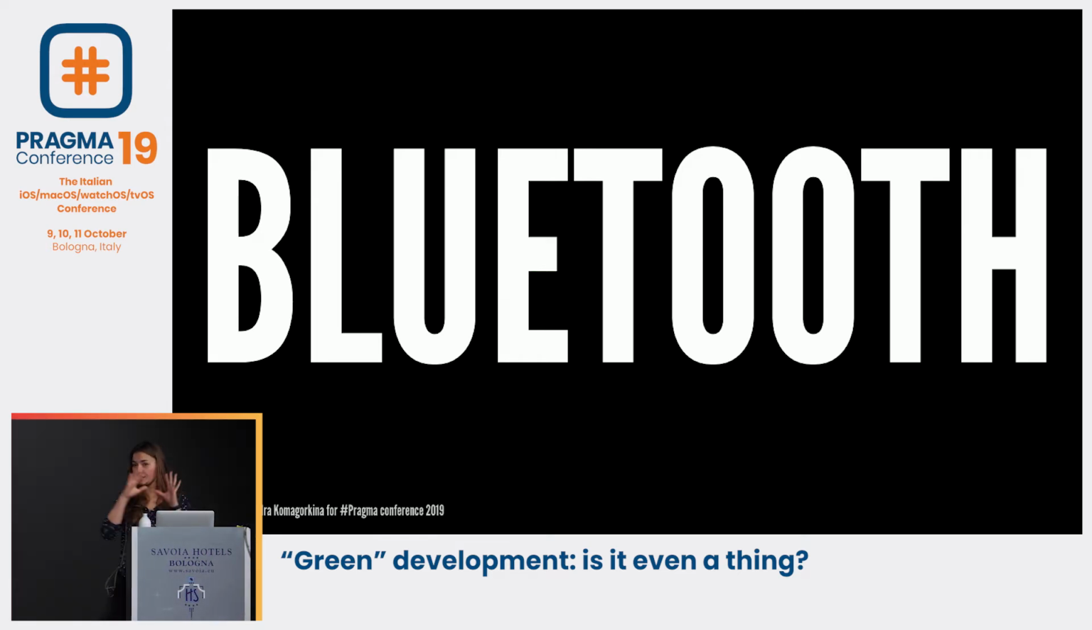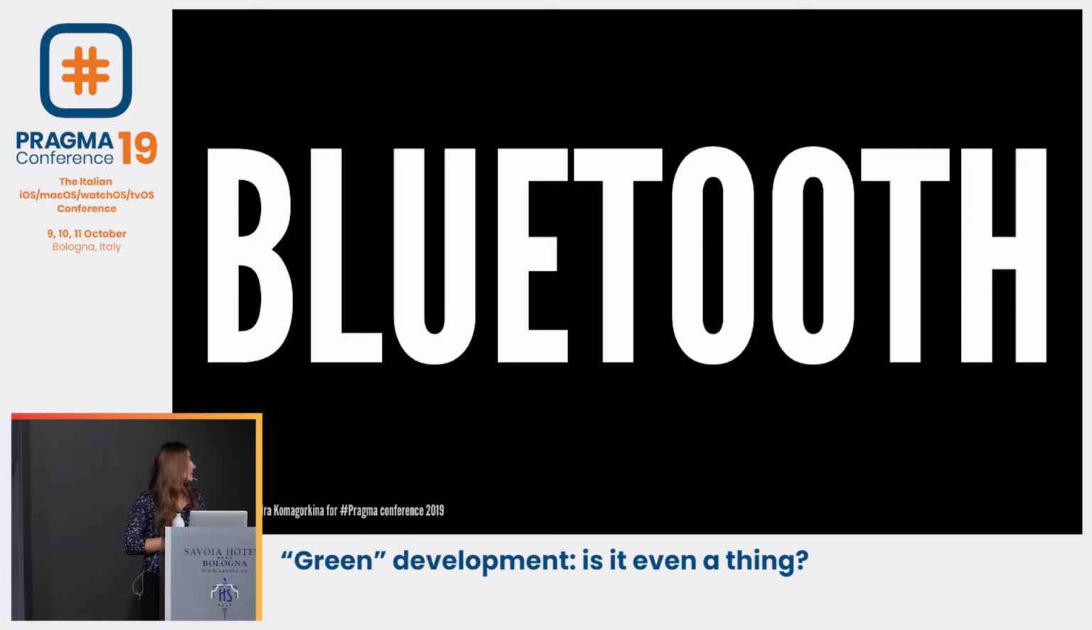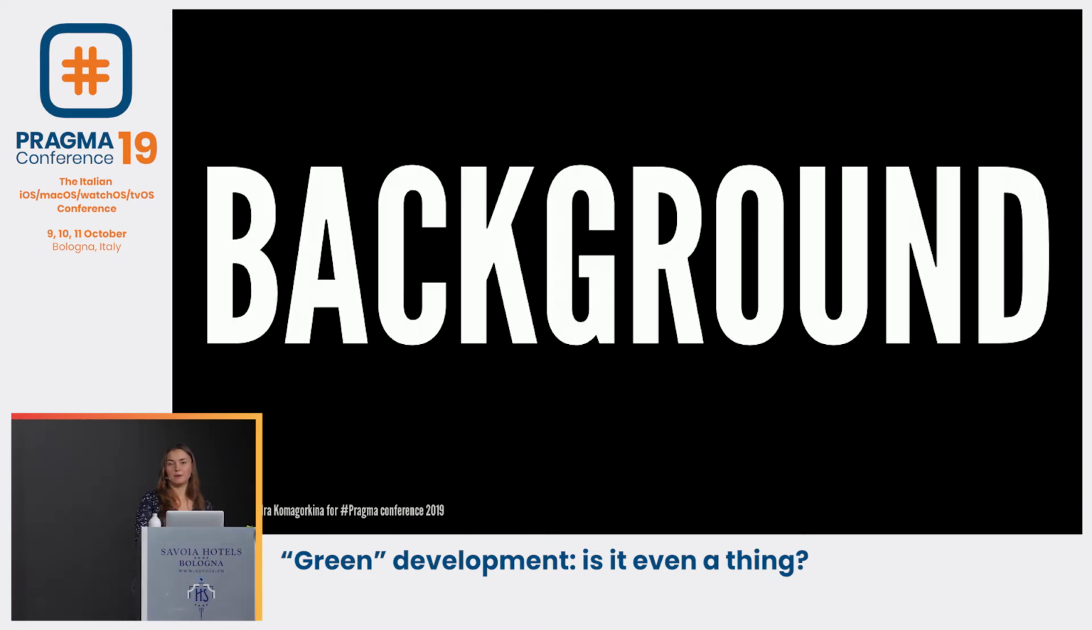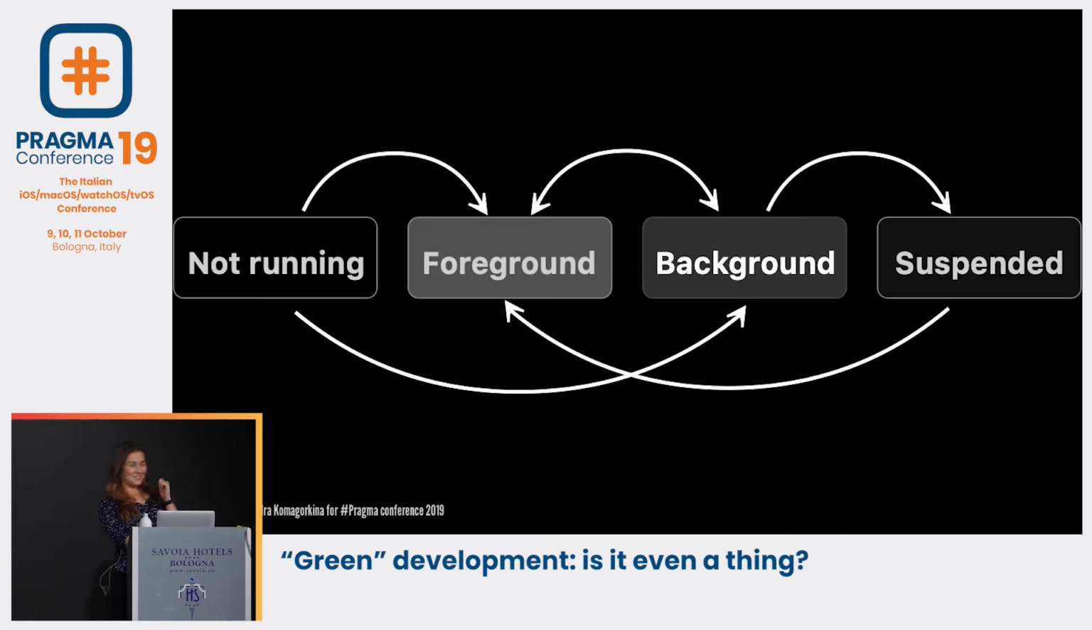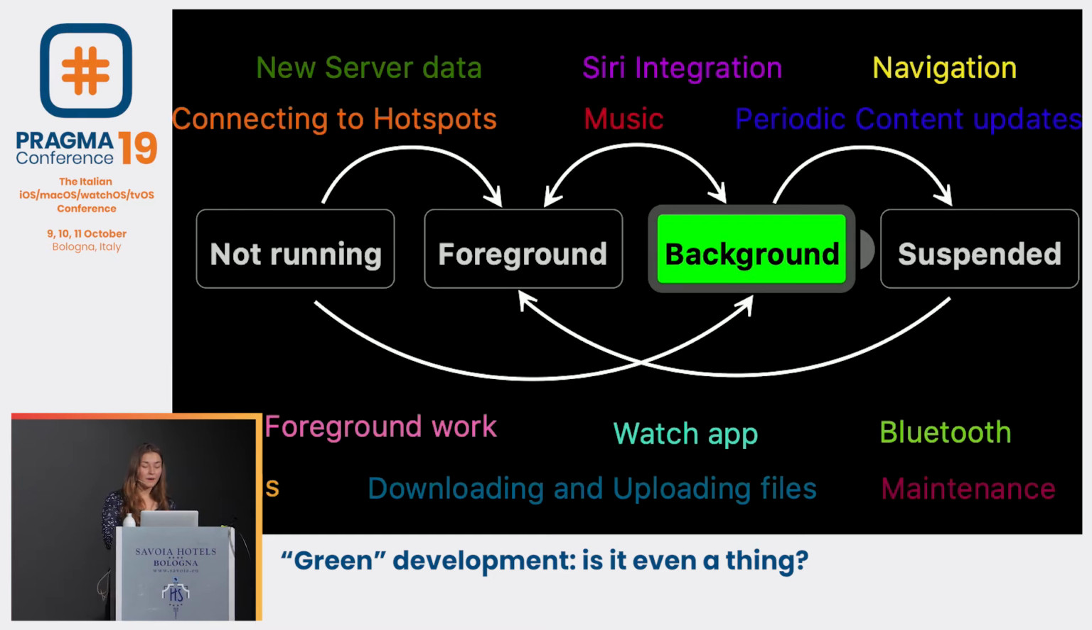So, this is just a general overview of how it can be used. It's not only that, but in general, this is important. Now let's talk about something more specific. Let's talk about the background. What happens in the background? Just remember the life of our app: not running, foreground, background, suspended. We're talking about that particular part of the work.